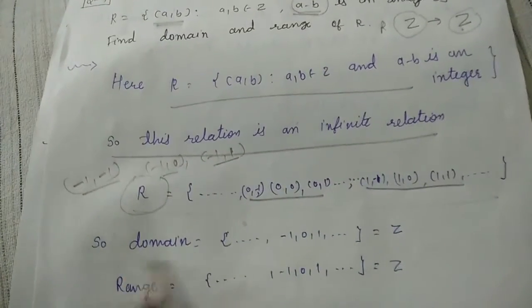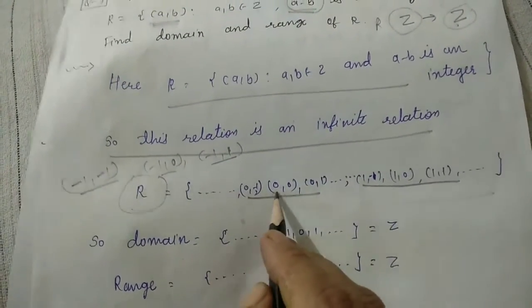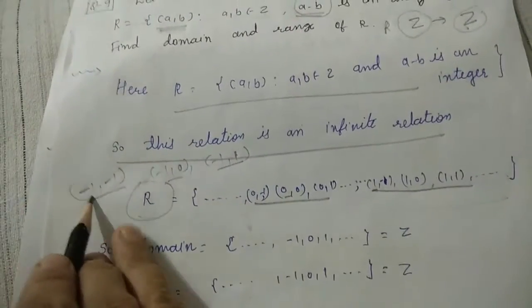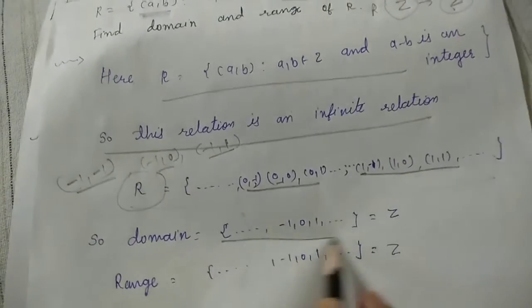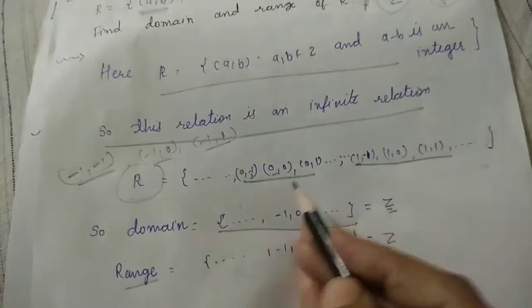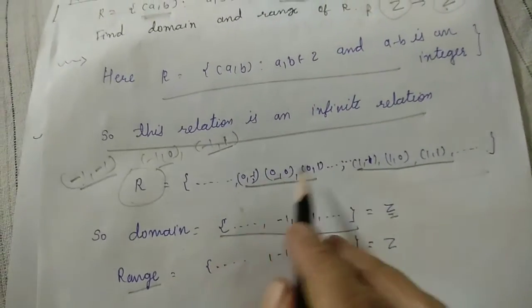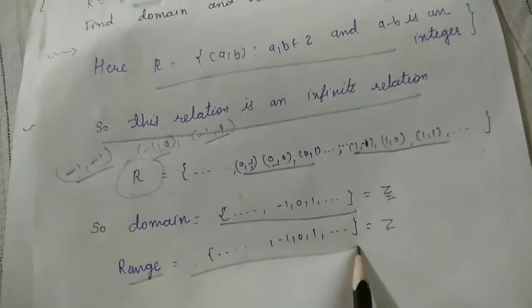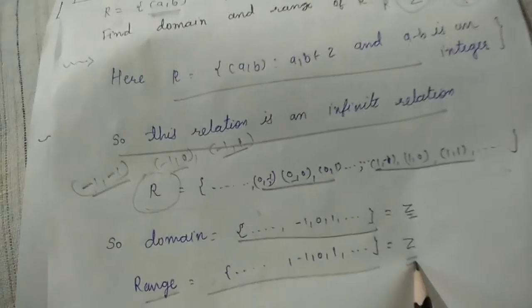So here the domain is the first element, the 0, 1, then next will be 2, the previous will be -1, -2 and so on. So this is your domain, that is the set Z. Range is also the second element. You can see 0, 1, -1, then 2, 3 and so on. So the range is also Z. So this is your question number 9, student.